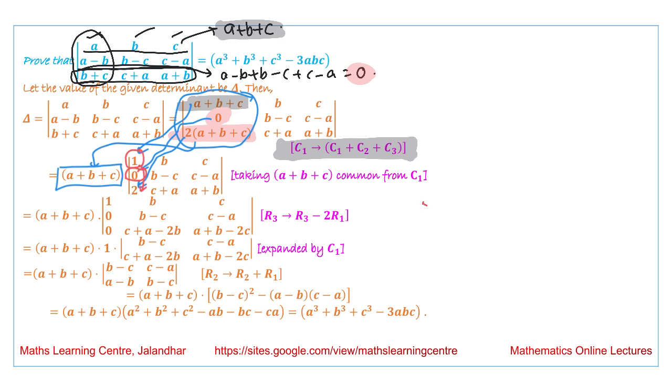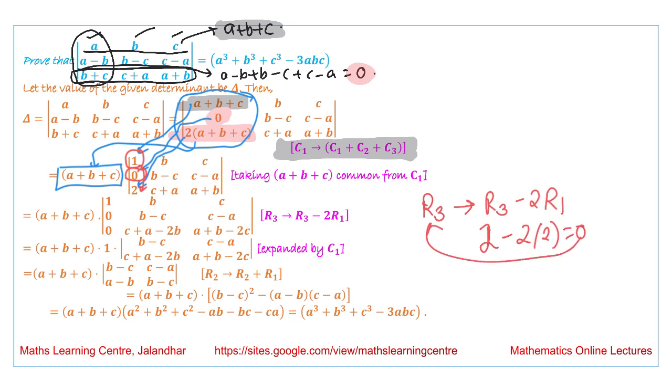So what we have to do is row 3 approaches row 3 minus 2 times row 1. The row 3 element is 2, and the row 1 element will be 2 into 2, so the answer we obtain is 0. We have performed the operation that row 3 approaches row 3 minus 2 times row 1. So both these elements become equal to 0, and correspondingly this last row has changed.